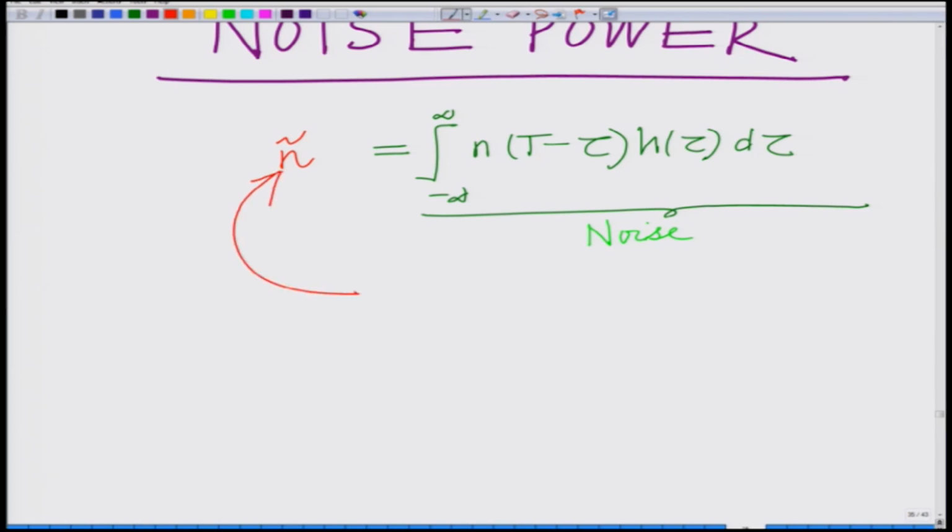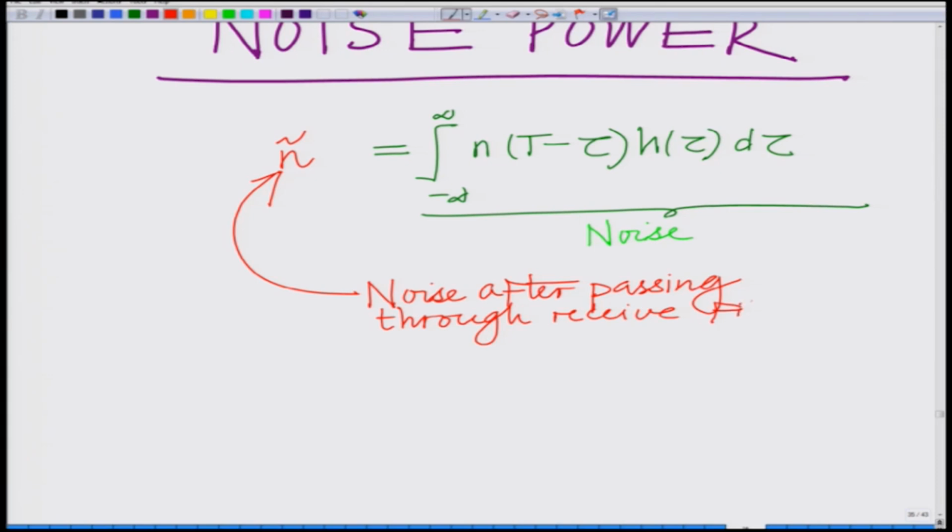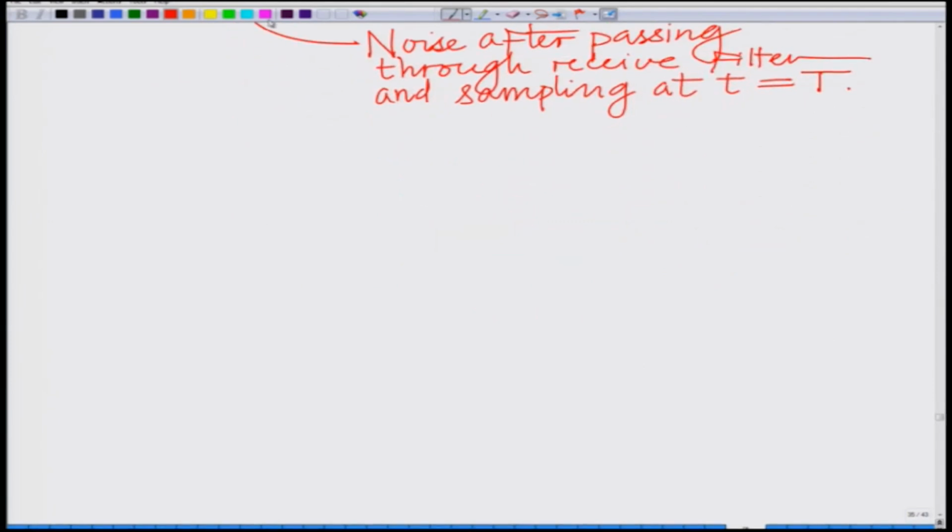So, this n tilde is basically your noise after passing through the receive filter and sampling at t equal to capital T. Okay. So, now what we want to do is calculate the noise power.